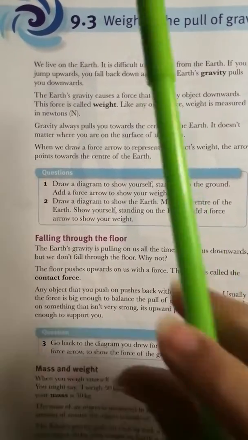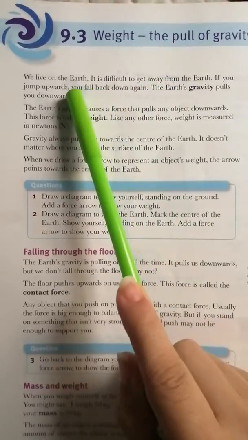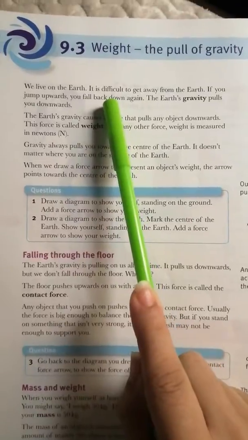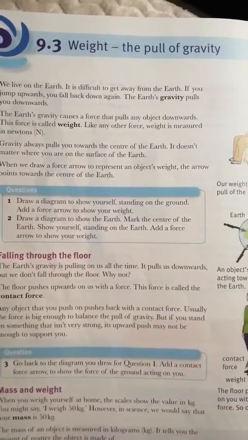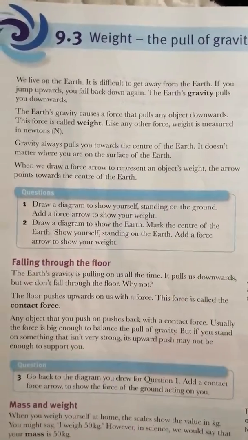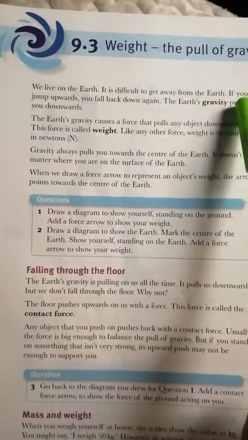We live on Earth, okay? It is difficult to get away from the Earth. If you jump upward, you fall back again. The Earth's gravity pulls you downward. If you try throwing things up, they fall back down. We don't float around, we walk around. This is because of gravity.